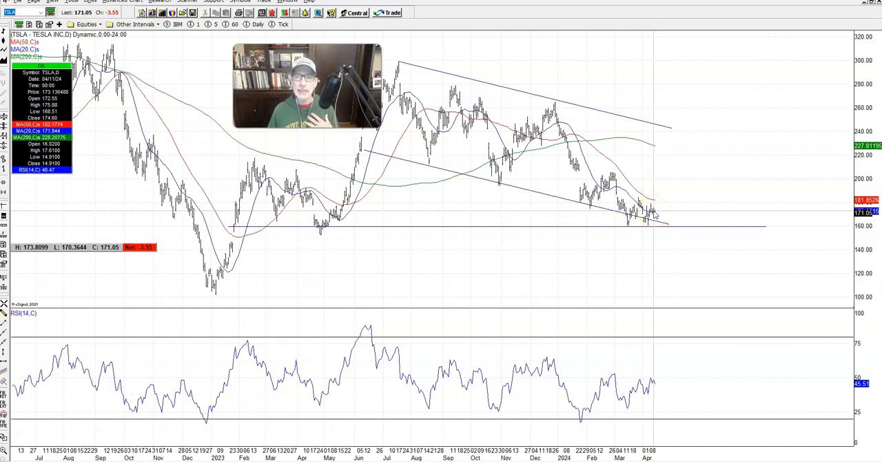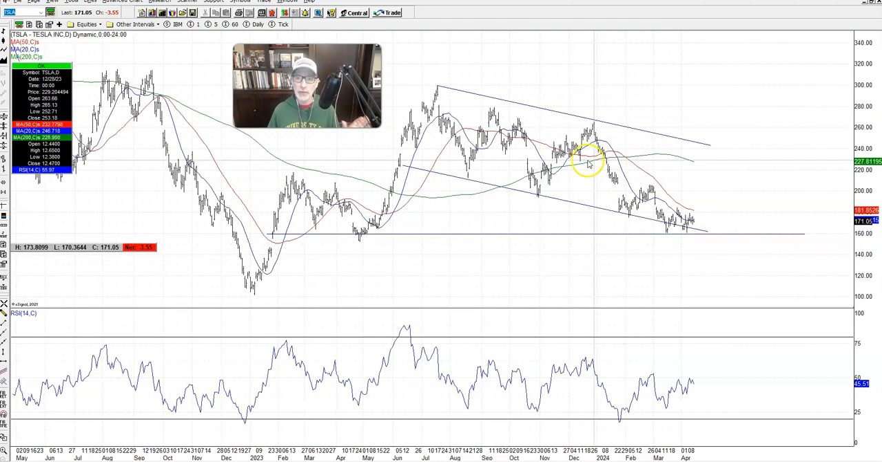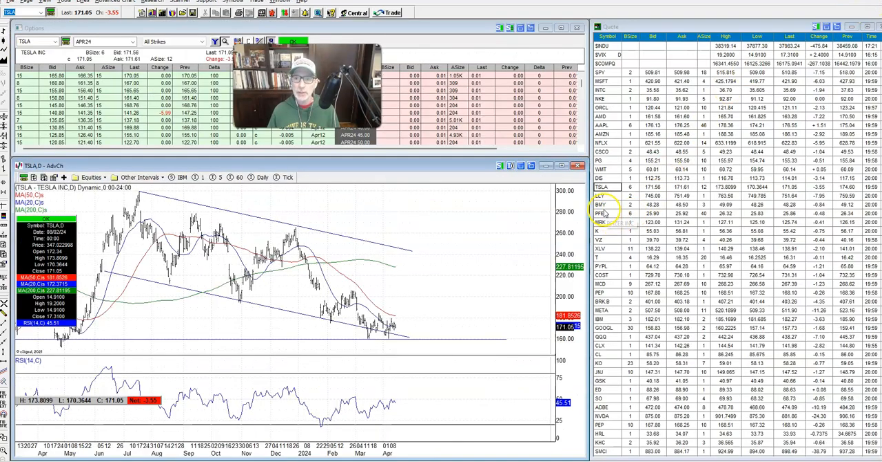I have no play in Tesla. If I had to make a decision on what it would do, I'd probably say it's going to go up here because it's been holding for so long, but there's obviously a chance it could drop right through it. But we have no stake in Tesla right now. It's a hard stock to trade.